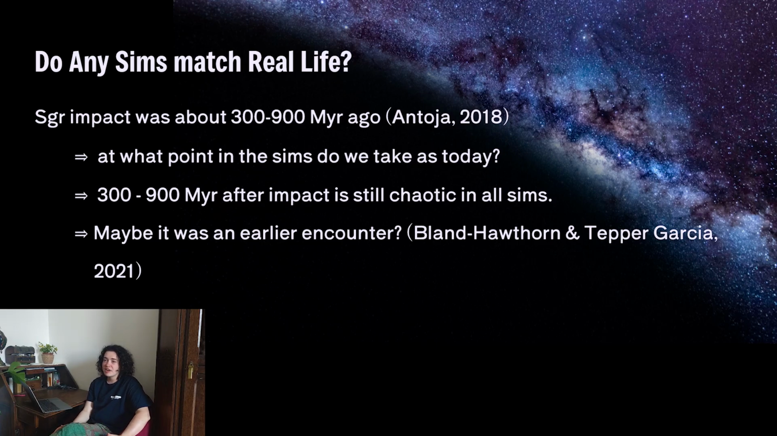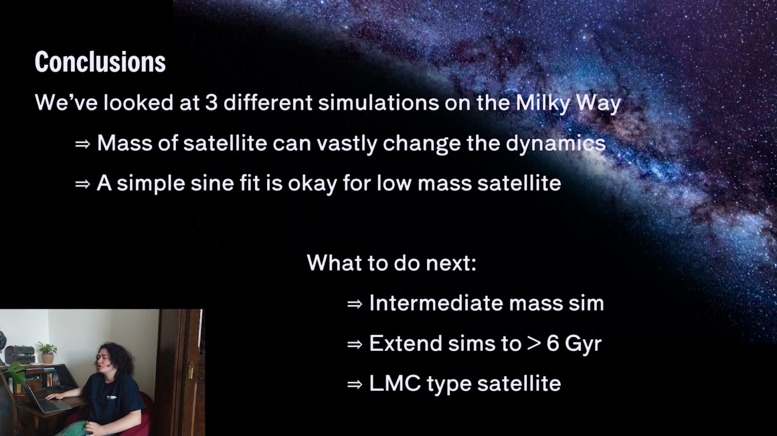So it's still very chaotic, and you can't really make any concrete conclusions at these time points. It's really difficult to say, and one suggestion is that perhaps it was an even earlier encounter, when Sagittarius was even larger than it is today. That could have been the definitive encounter that created the warp. This isn't just suggested in my own work, it's been suggested in other works as well. So that may actually be the case. It's hard to tell at this point. So I guess we should conclude.